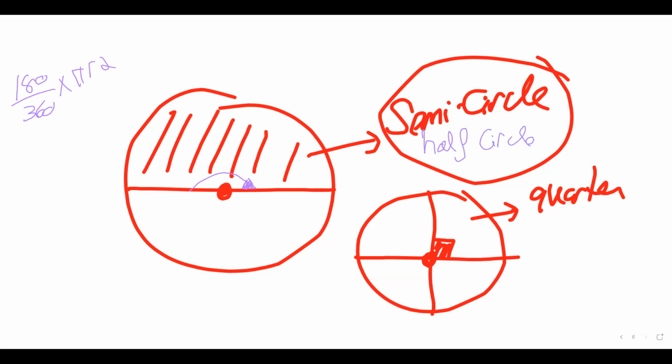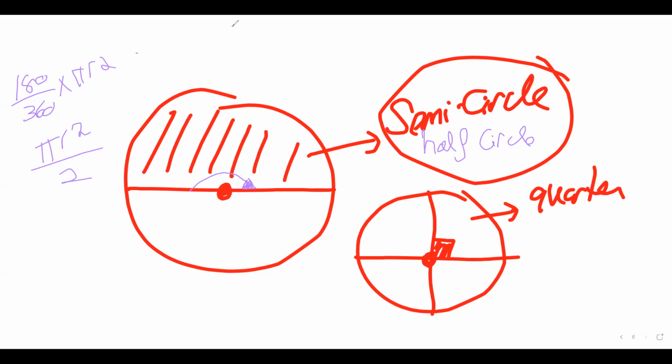Semicircle is half circle. So basically, if you want to find the area of the semicircle, you just take the area of the circle and divide by 2. That's it for that. But we will take an example on the circumference, because the circumference might have a few more ideas. Okay, now let's come to the quarter of the circle.